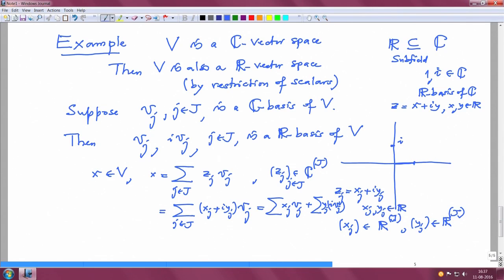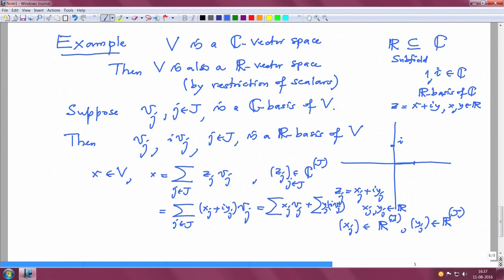Now we also have to check that they are linearly independent over R, and the trick is the same. If some linear combination with real coefficients is 0, then combine these two real numbers to form a complex number, and it will be 0.